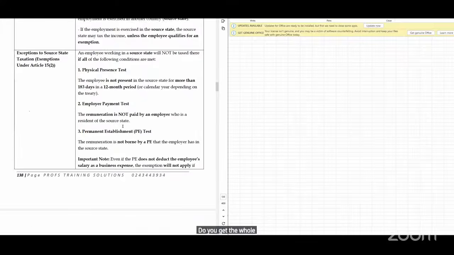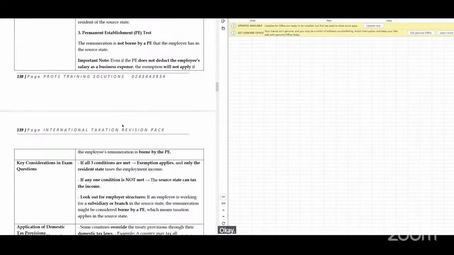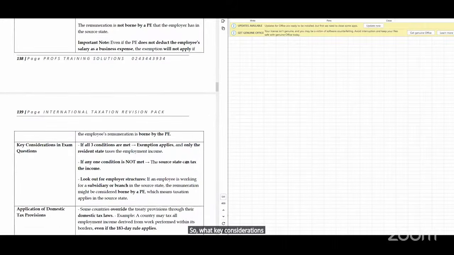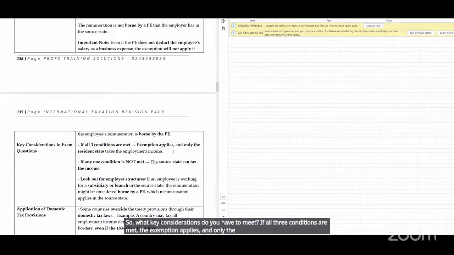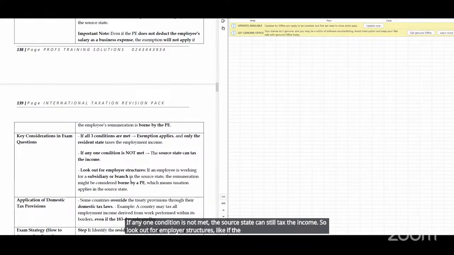So these are the rules you need for employment income. What key considerations do you have to meet? If all three conditions are met, the exemption applies and only the resident state taxes the employment income, because you are exempt from source state taxation. If any one condition is not met, the source state can still tax the income. So look out for employer structures. If the employee is working for a subsidiary or branch in the source state, then the remuneration might be considered borne by a PE, which means taxation applies in the source state where the PE is located. Do you understand?